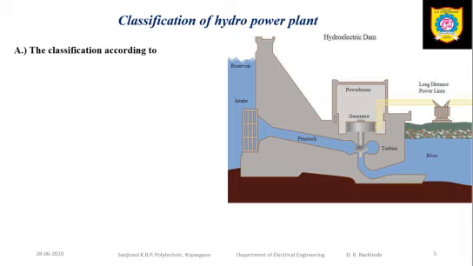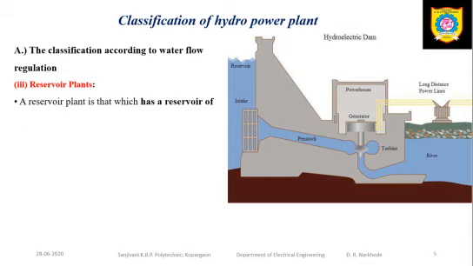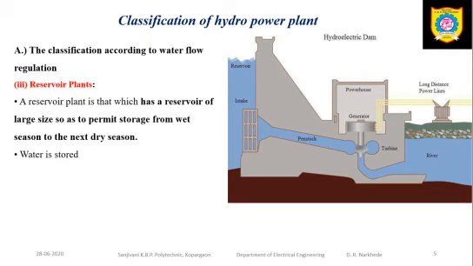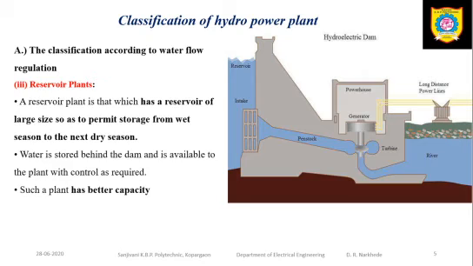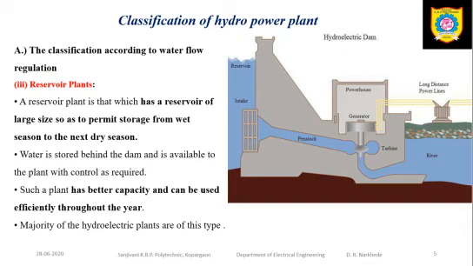The next one, which is commonly used in India, is the reservoir plant. The reservoir plant is one which has a reservoir of large size so as to permit storage from the wet season to the next dry season. Most of the hydraulic power plants in Maharashtra are of reservoir type, in which we construct a dam. The dam is used for storing the water, and during monsoon we store the water, and during the dry season we use that water for generation of electricity.